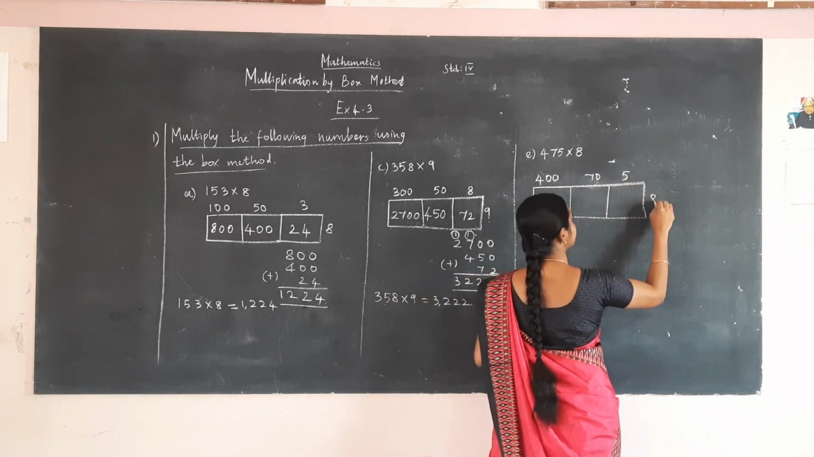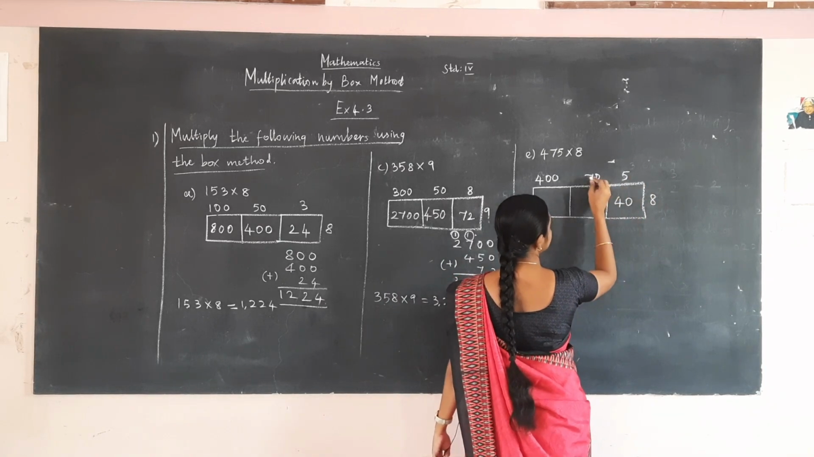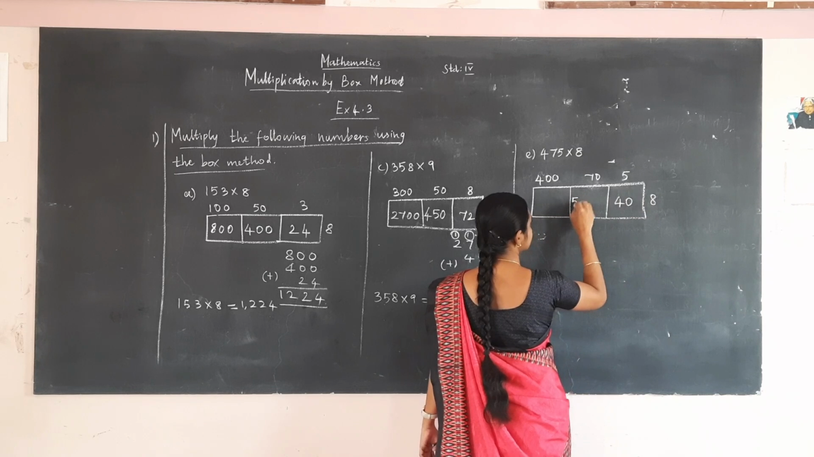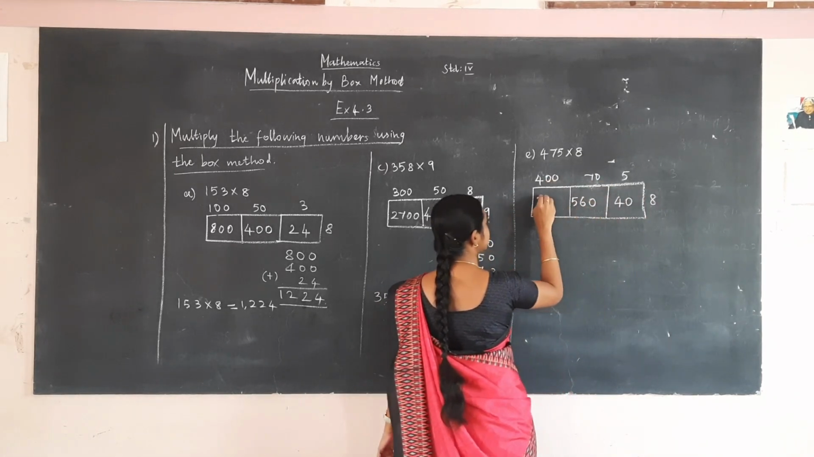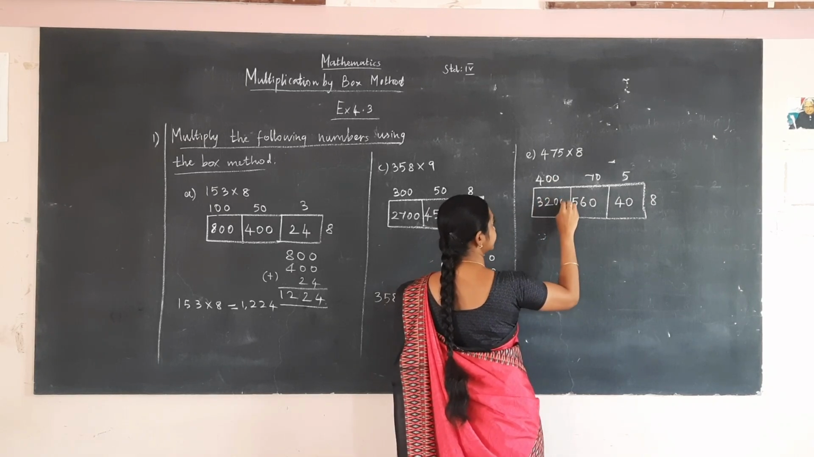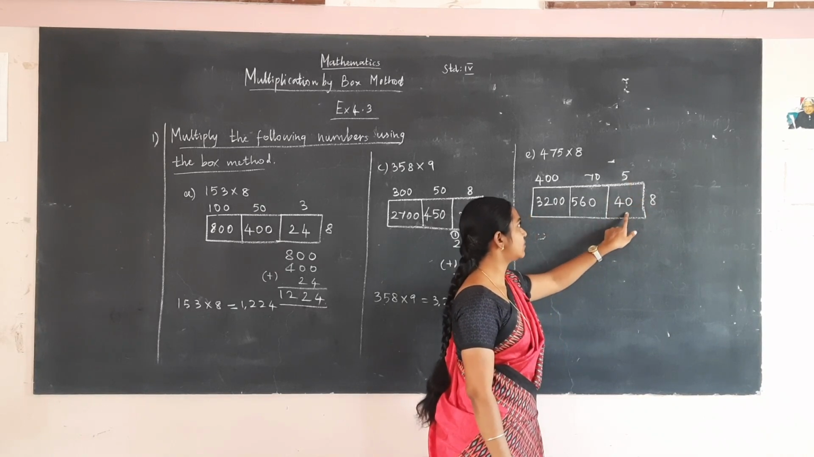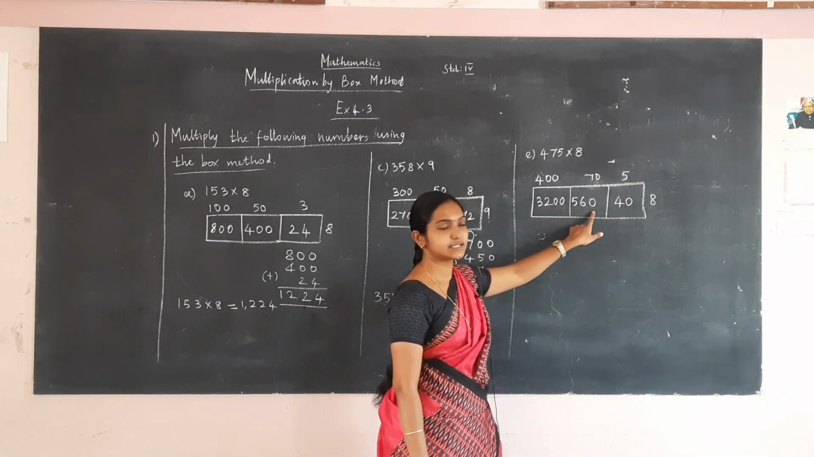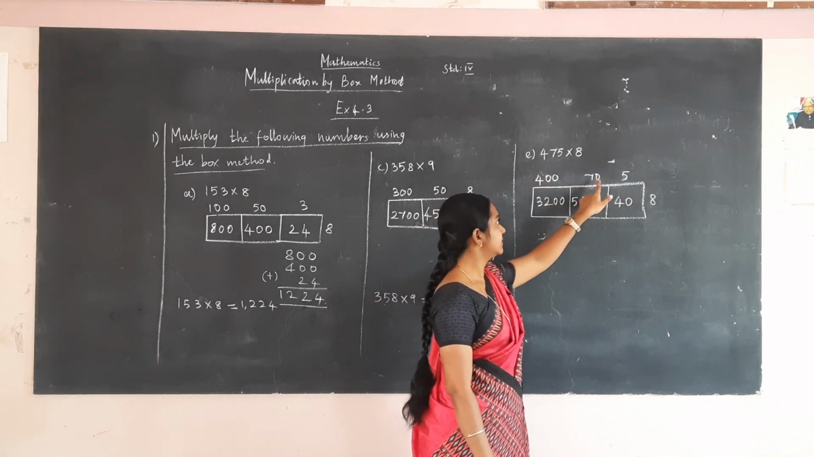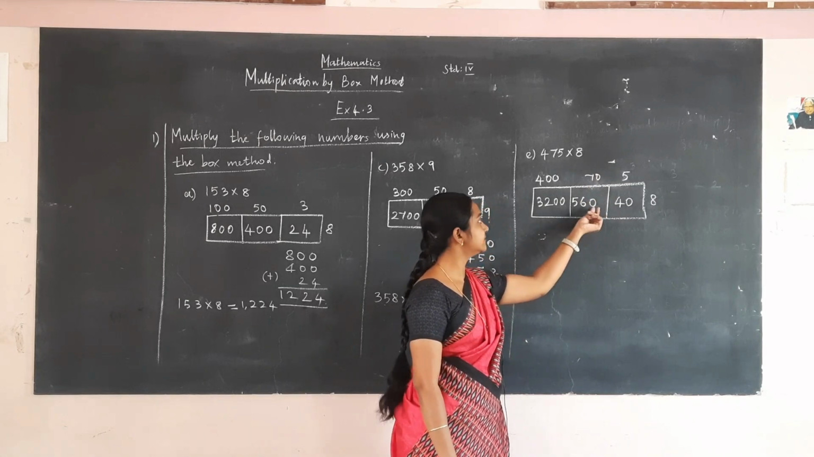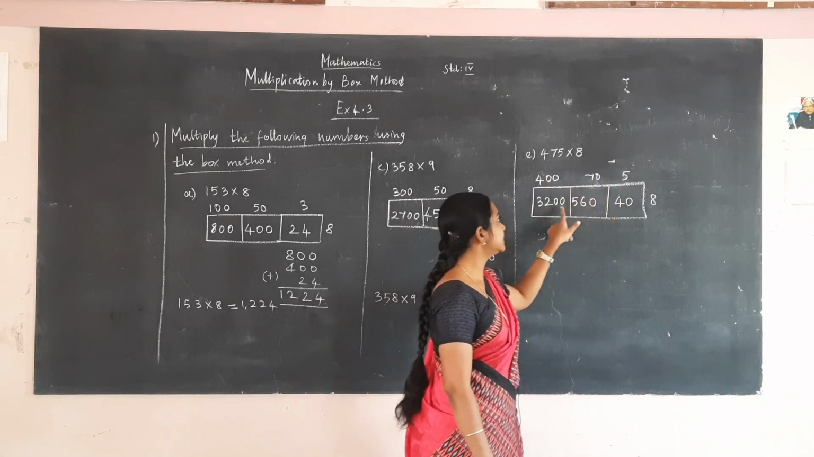We can expand it as 400 plus 70 plus 5. Write 8 near to the first box. 5 8s are 40. 7 8s are 56. Add 1 0. 8 4s are 32. Add 2 zeros. Multiply 8 and 5 and write in the first box, 8 and 70 and write it in the second box, and 8 and 400 and write it in the third box. If we have 0, we can skip it and add it with the answer. Here also the same. We can skip the zeros and add it in the answer.